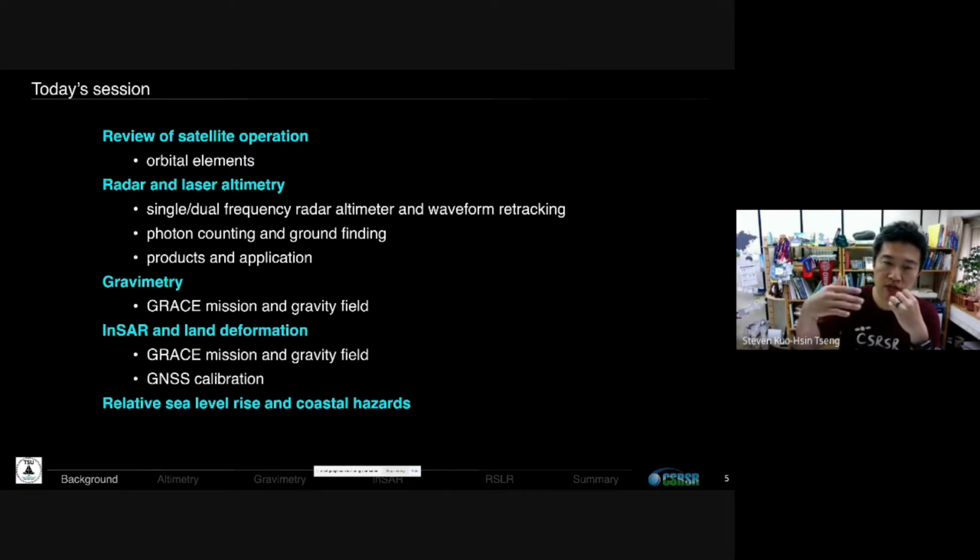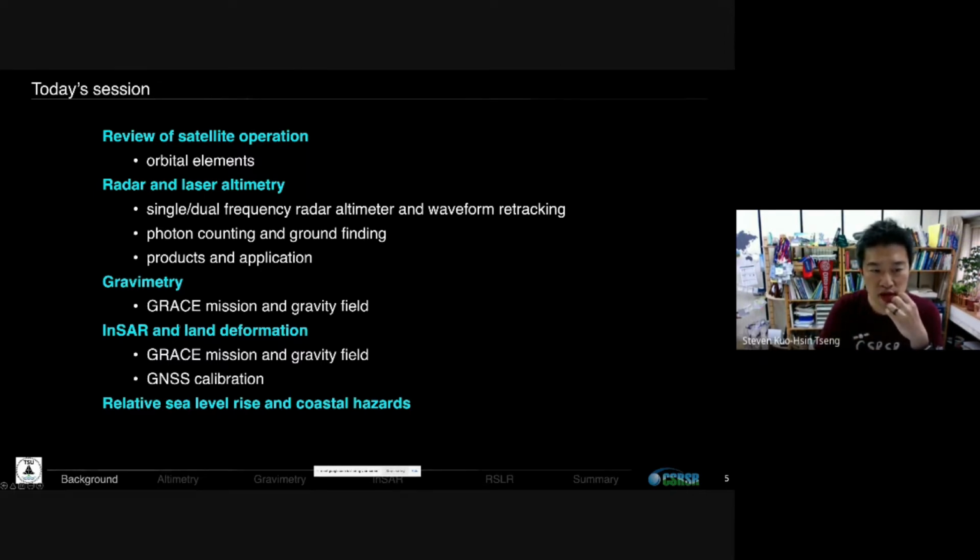So the surface could be different layers. It could be the canopy top, the ground surface, and also the bathymetry when we use laser altimetry. And when we can locate how high the sea surface is, we can keep measuring it to make a time series of the sea level. When we want to talk about the relative sea level height, we also need to know the vertical motion of the land. So we need some other tools.